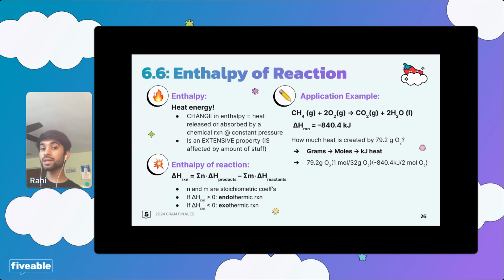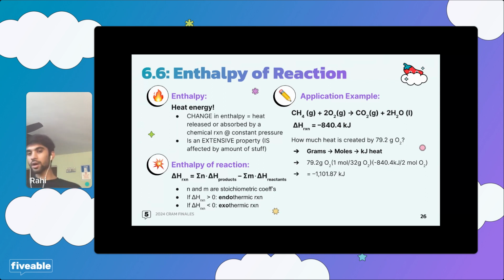And then what we can do is use the kilojoules of heat of the reaction, and then we can divide it by the amount of moles of O2 that we're using, and we can stoichiometrically figure out how much heat is created by reacting 79.2 grams of oxygen. So the grams of oxygen are first converted into moles of oxygen, right? And then they're multiplied by our enthalpy of the reaction.